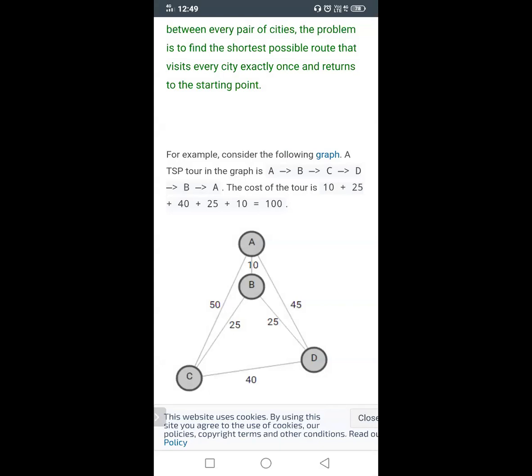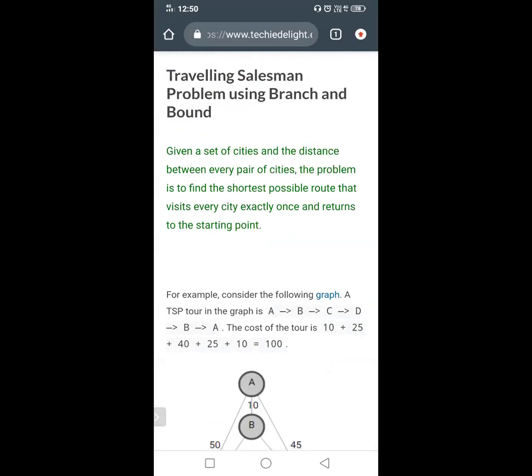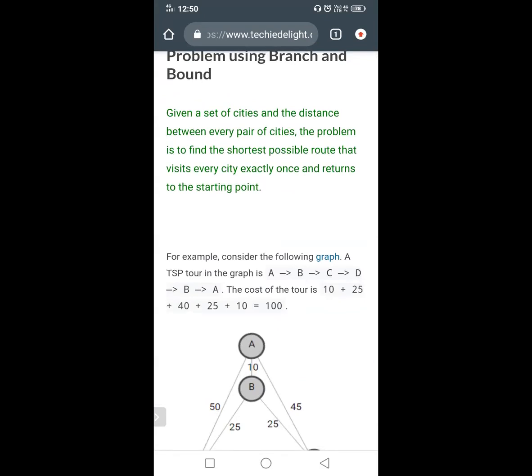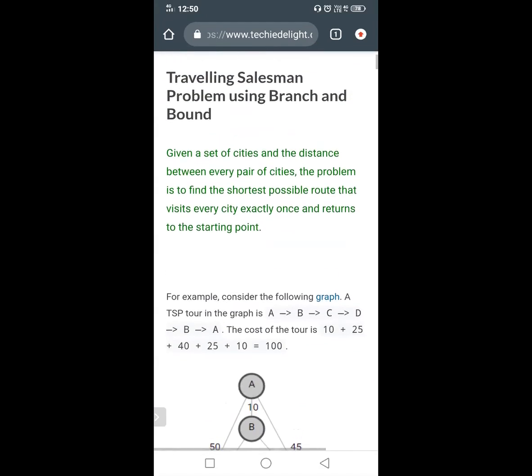See here. We are given a set of cities and the distance between every pair of cities. The traveling salesman problem is nothing but finding the shortest path for the Hamilton circuit. So what is the Hamilton circuit? You already studied the Hamilton circuit.